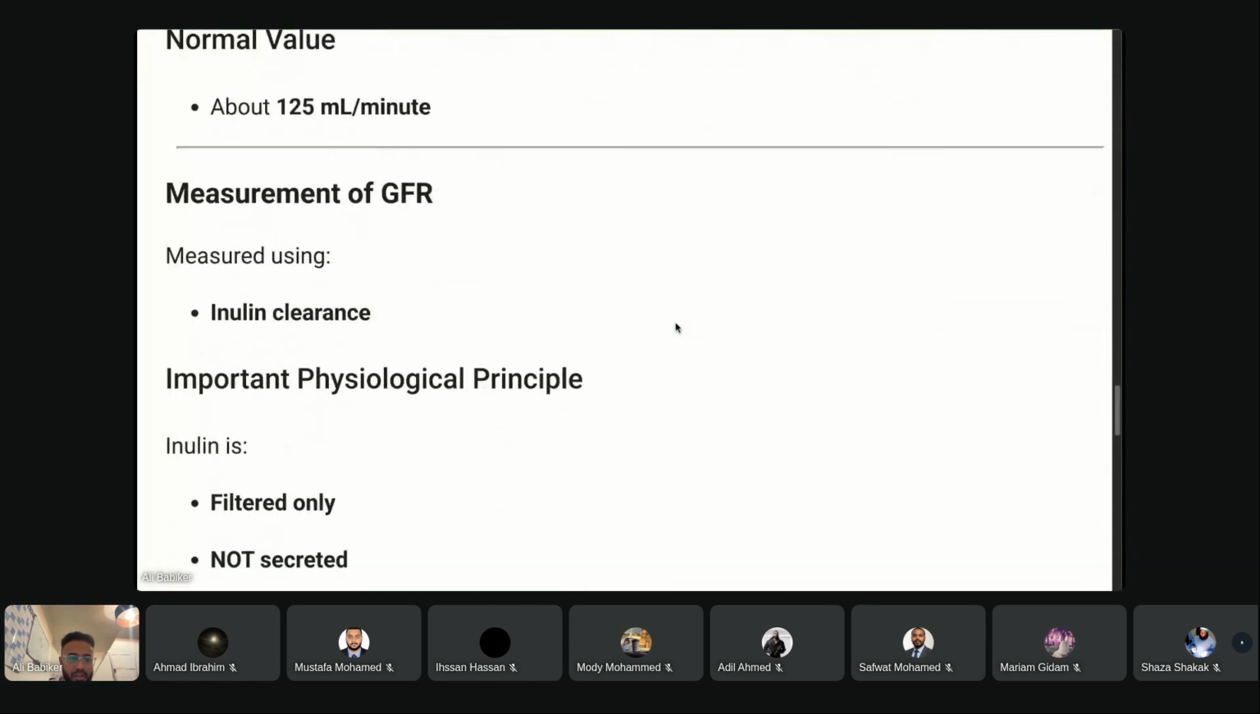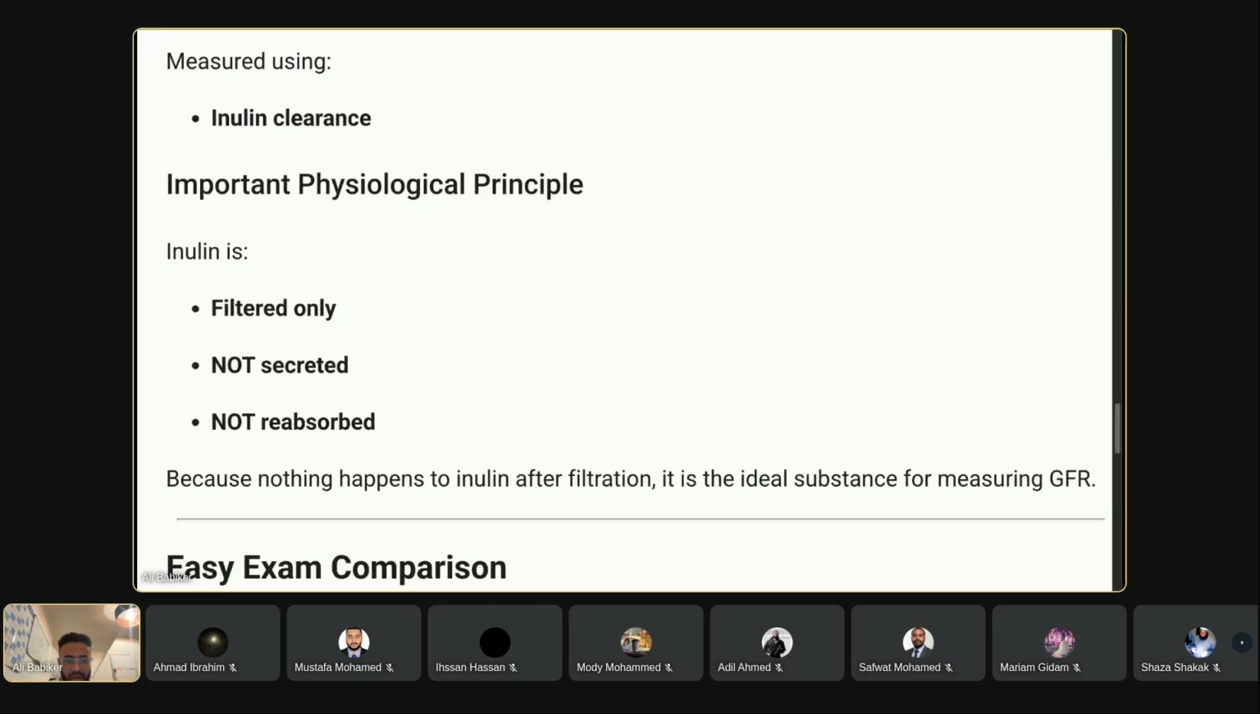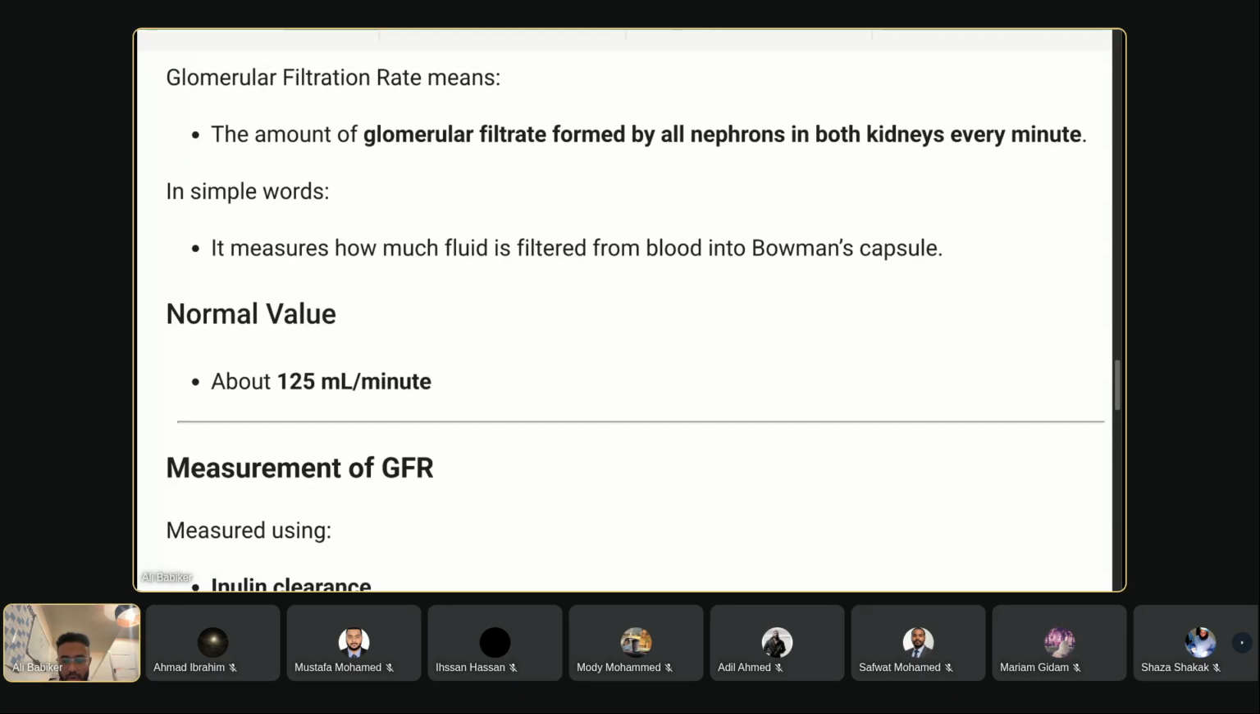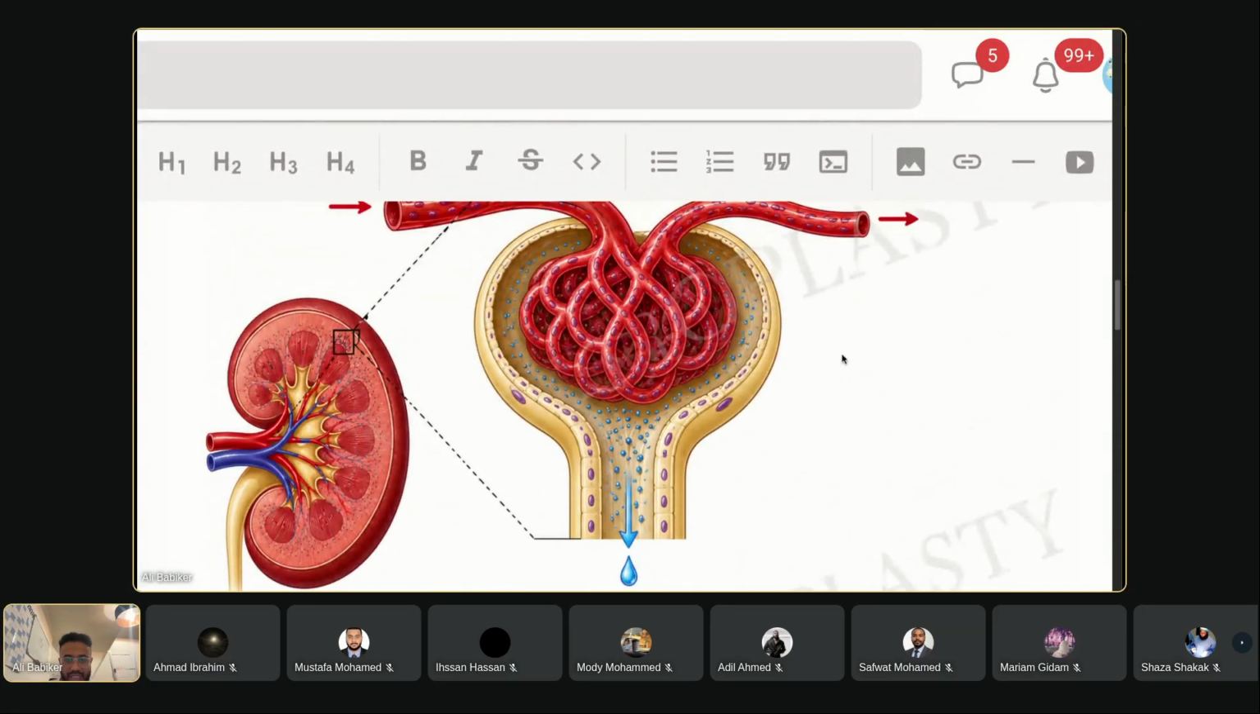Okay, so this is the characteristic of inulin: filtered only, not secreted, not reabsorbed. There's no inulin produced in the body, and if it were secreted through here, that would affect your result too.